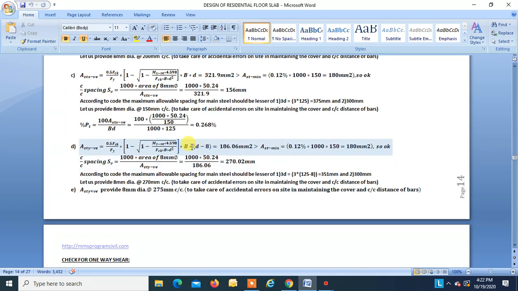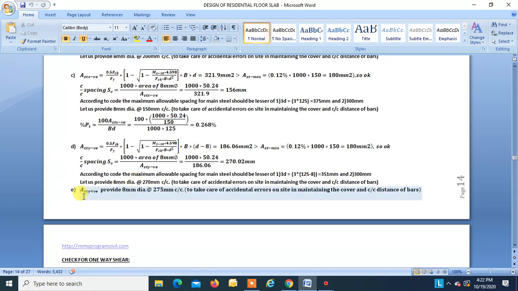Okay, so please be careful. This is very important. So the spacing found is 270.02, and over here also this D is D dash, that is 125 minus 8, that is equal to 351, and 300, lesser of these two is 300. This is less than 300, so okay, so let us provide 270 mm center to center spacing of 8 mm diameter.